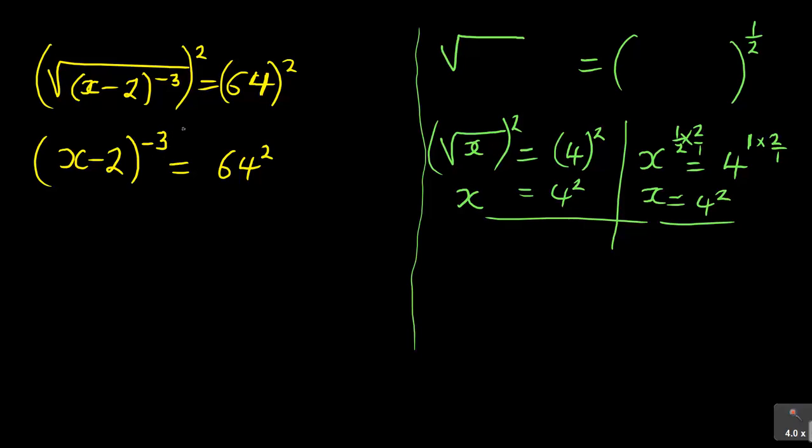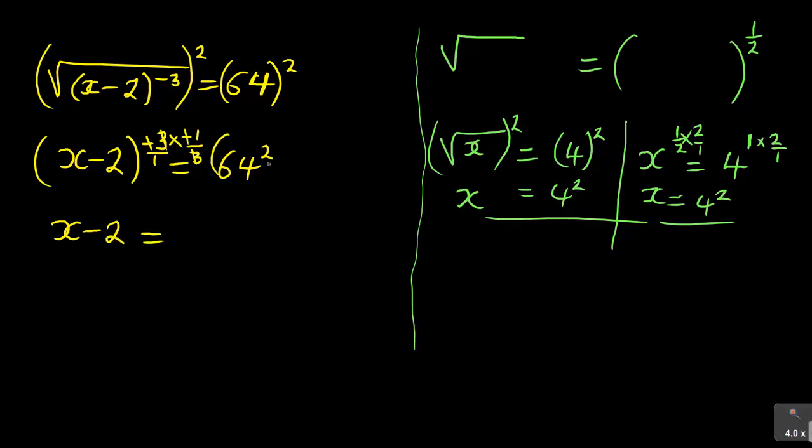Now there are different ways you can approach this. I can actually multiply there by negative... Remember, this is negative 3 over 1. I can multiply by negative 1 over 3, the inverse of that. The negative will get rid of the negative. The 3 will cancel the 3 so that I've got x minus 2.